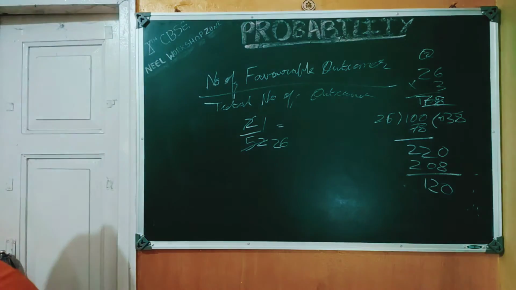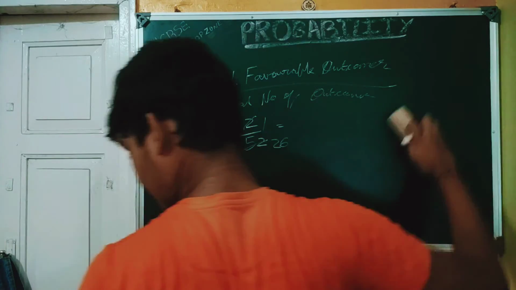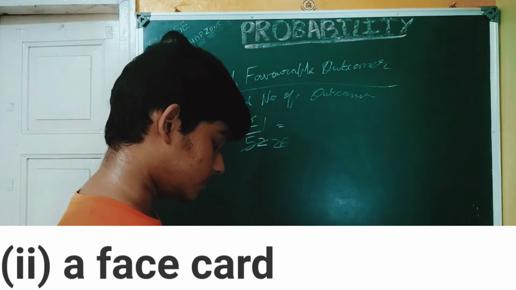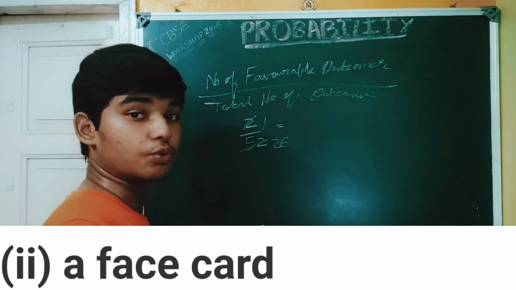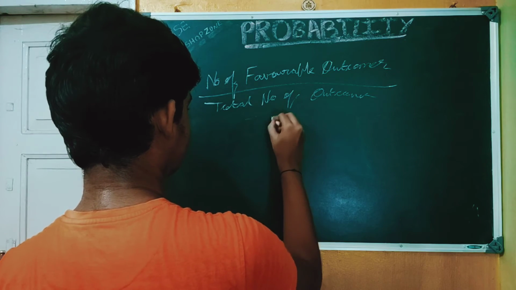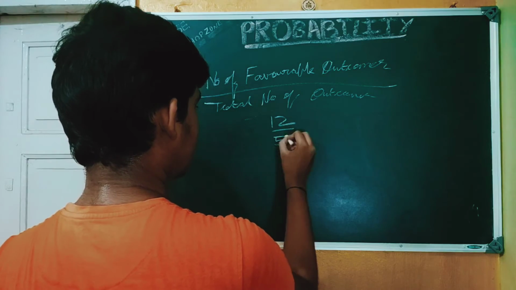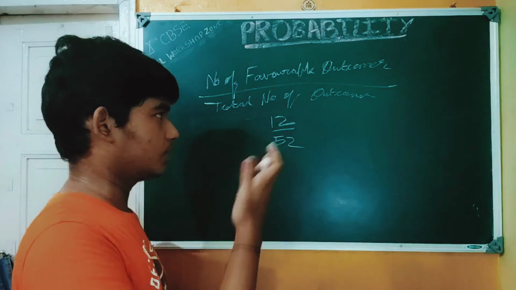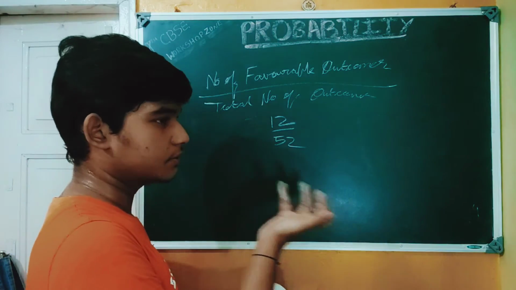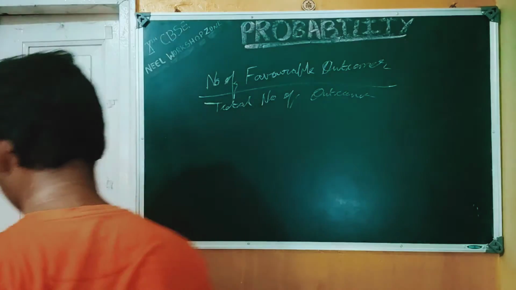So, let's take the eraser. The next one is a face card. Now, I think there are a total of 12 face cards. So now let's do 12 by 52. And I guess you know how the remaining ones go as well, because it's obvious, you had to divide them by the total number of outcomes, 52. So yeah, those are basically how most of the sums go.